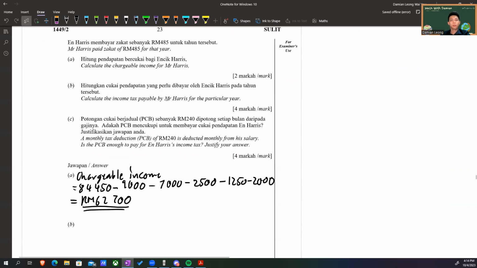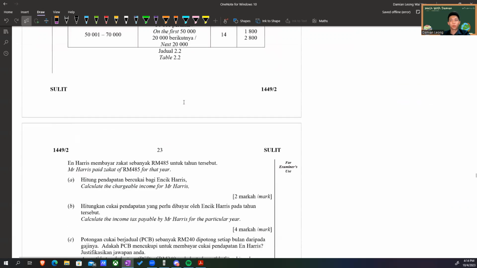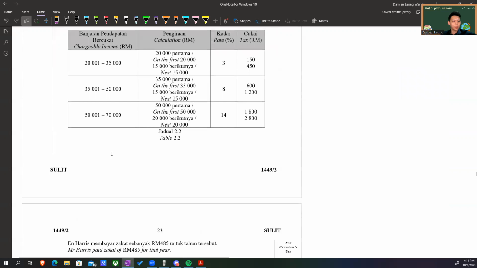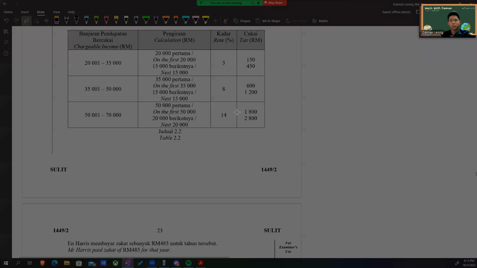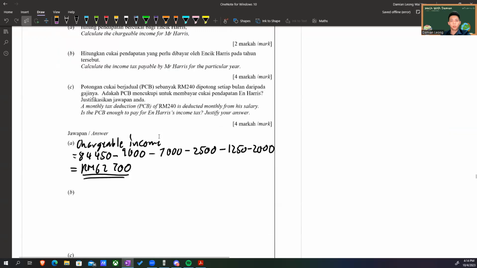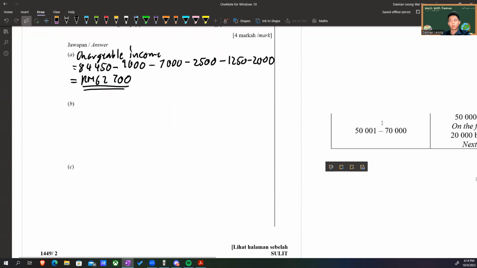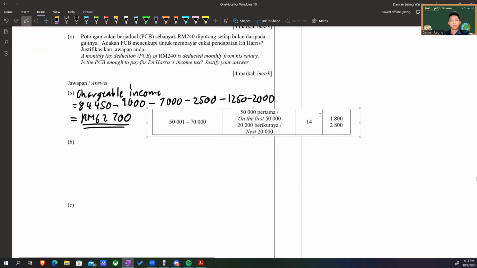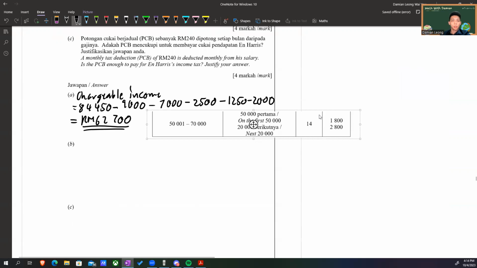Then calculate the income tax payable by Mr. Harris for the particular year. Chargeable income 62,700 means it's within here, this income tax rate. So I follow this to count. For the first 50,000, it is 1,800.